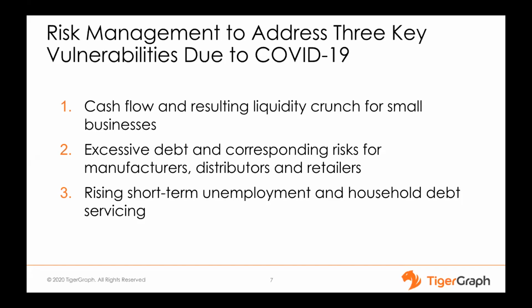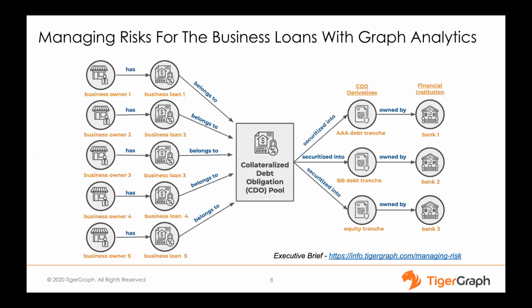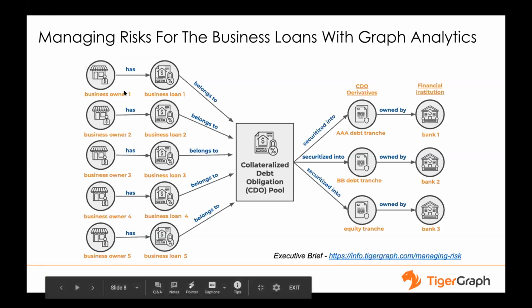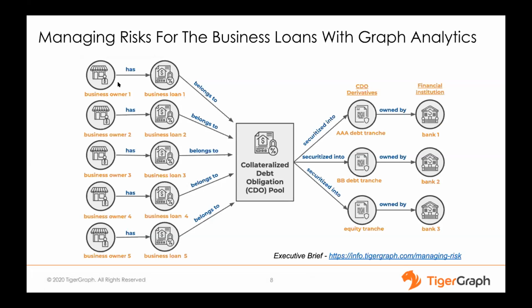Let's look at the business debt for a moment, and this is the model that we'll drill down into today with a live demonstration on TigerGraph's Graph Studio and TigerGraph Cloud. So there's a bunch of business owners here on the left-hand side. This could be restaurant owners, hotel owners, the transportation industry, a host of different types of businesses that have business loans. Each business has a business loan. So business owner 1 has business loan 1, owner 2 has loan 2, and so on and so forth.